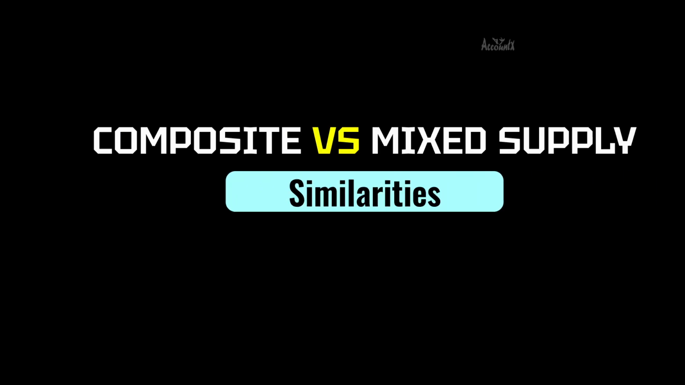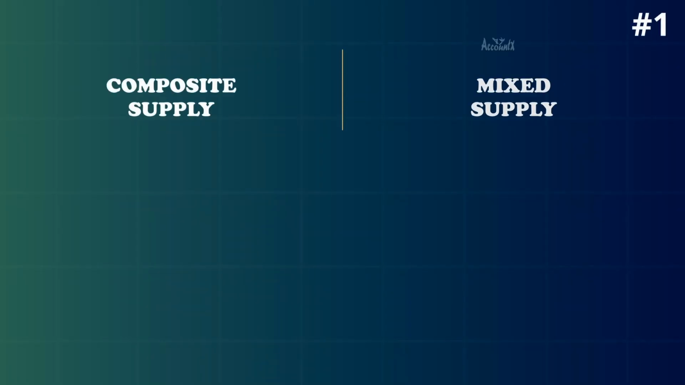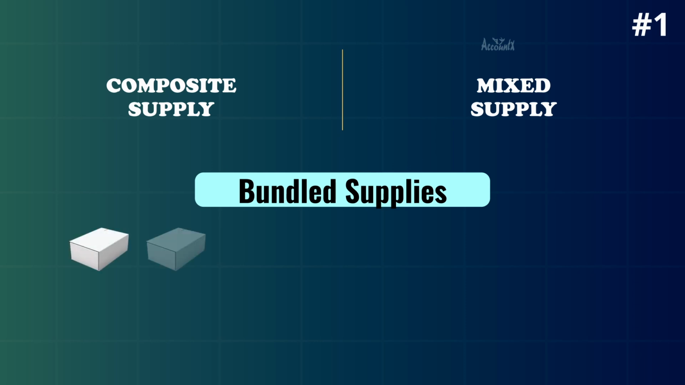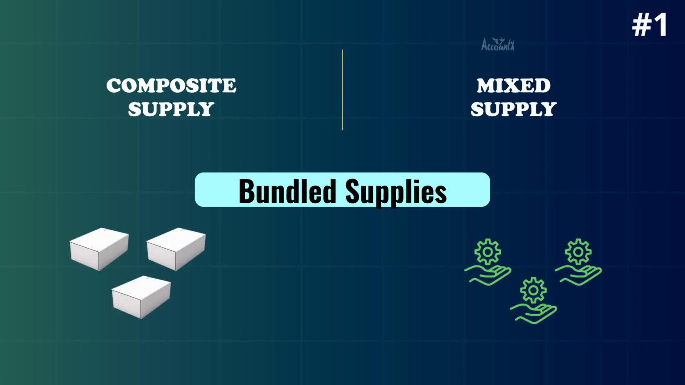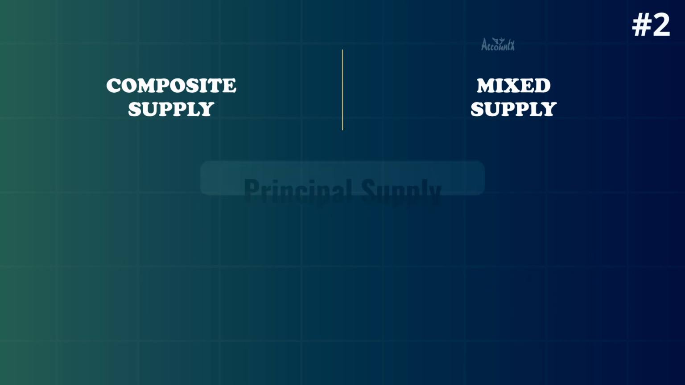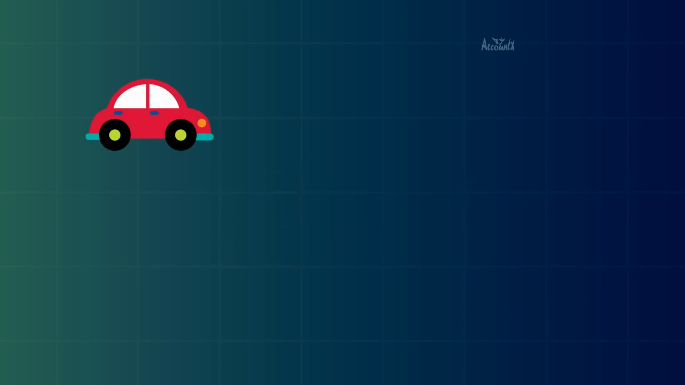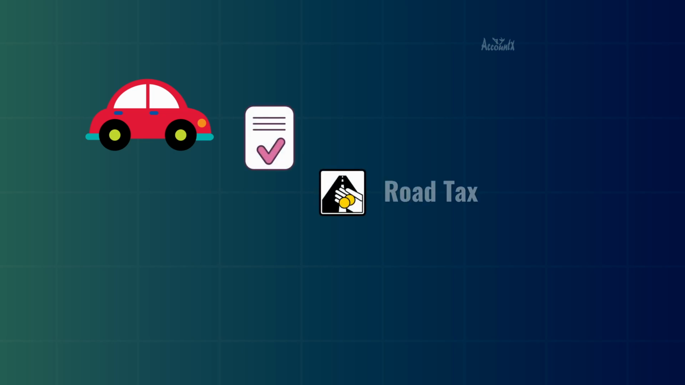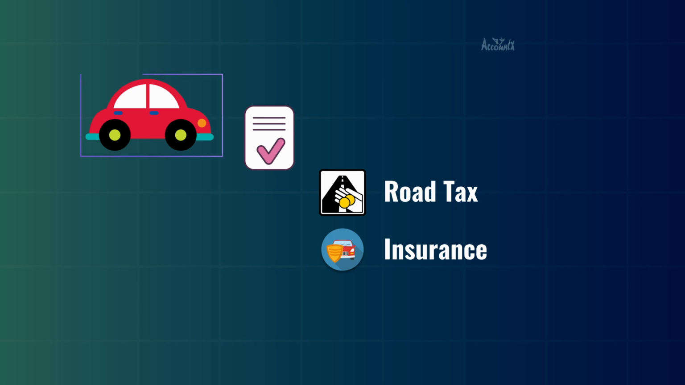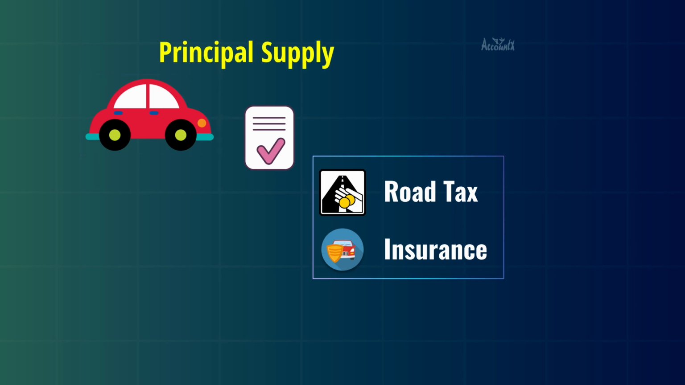Let's start with composite supply. But before that, let's understand the similarities between these two supplies. 1. Both are bundled supplies, that is, it involves supply of two or more goods or services. 2. There is a principal supply and an ancillary supply. For instance, if you buy a car, you have to register it, so you have to pay road tax, insurance premium, etc. So here, car is the principal supply and road tax, insurance services are ancillary supplies.